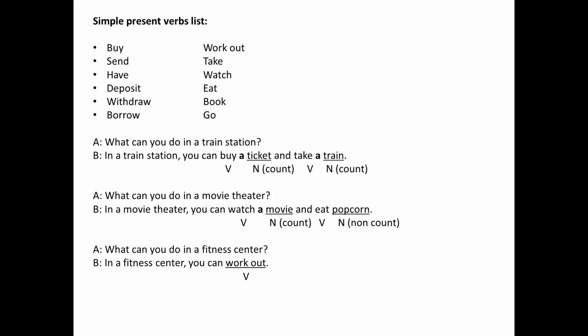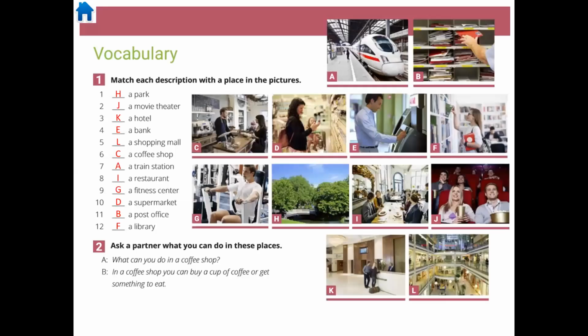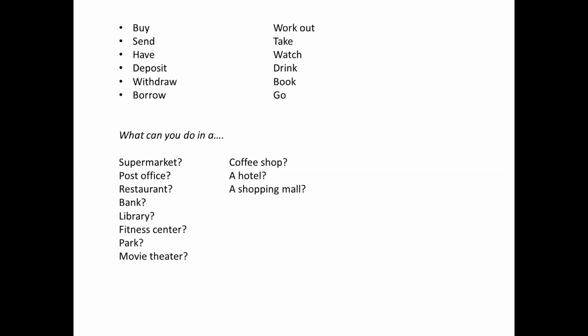Example 3. What can you do in a fitness center? Answer. In a fitness center, you can work out. Now here, work out, like I said, it means exercise. So we don't need any more information. So we can just end this sentence with this verb phrase. That's enough. Okay, so those are 3 examples about how to answer the question for all of the items on this page.